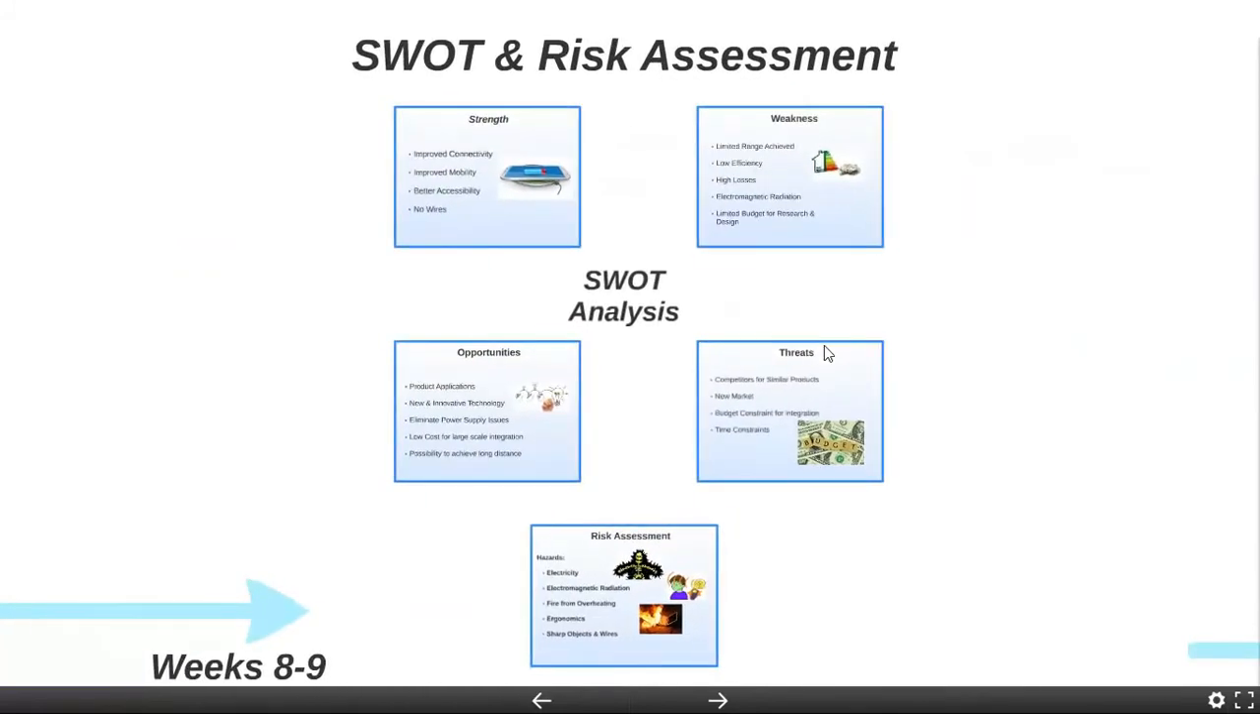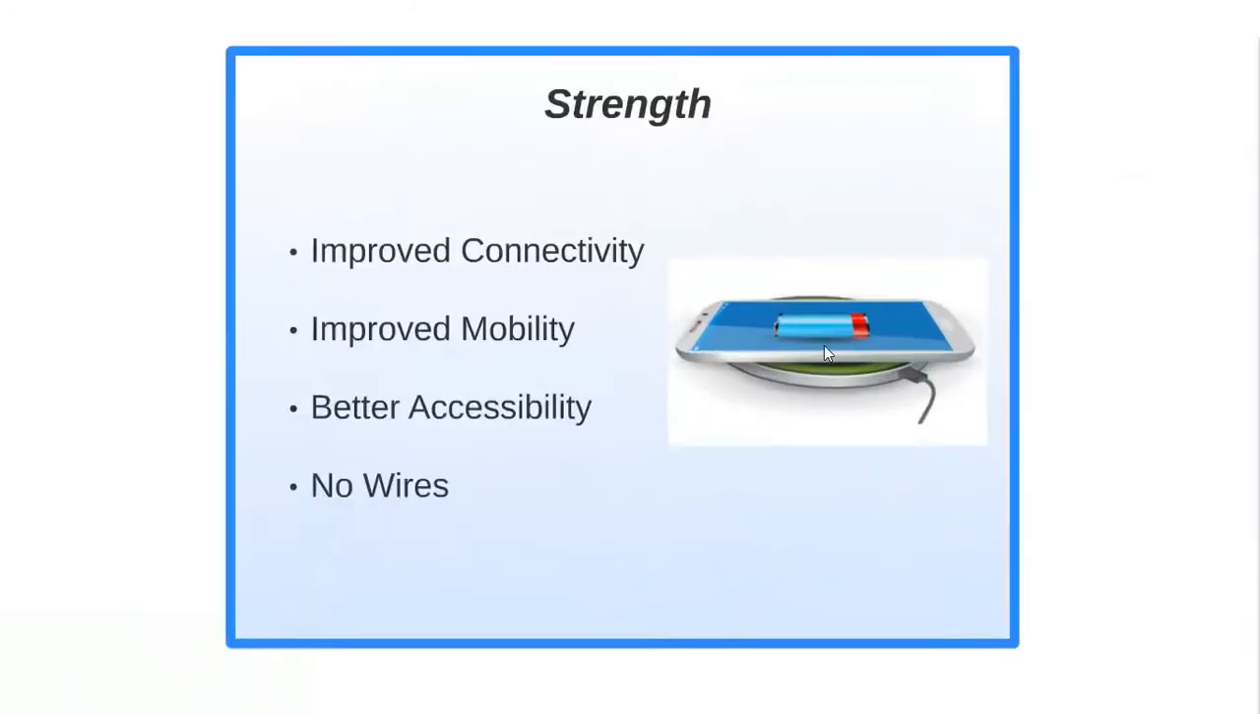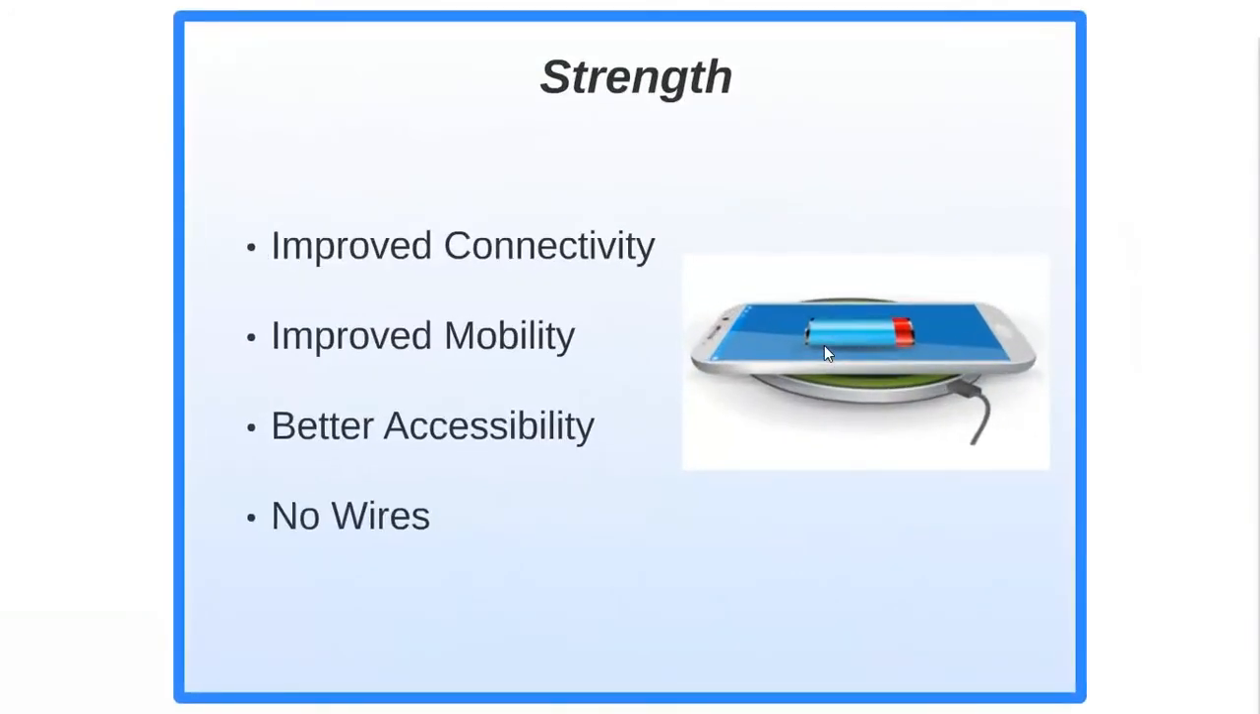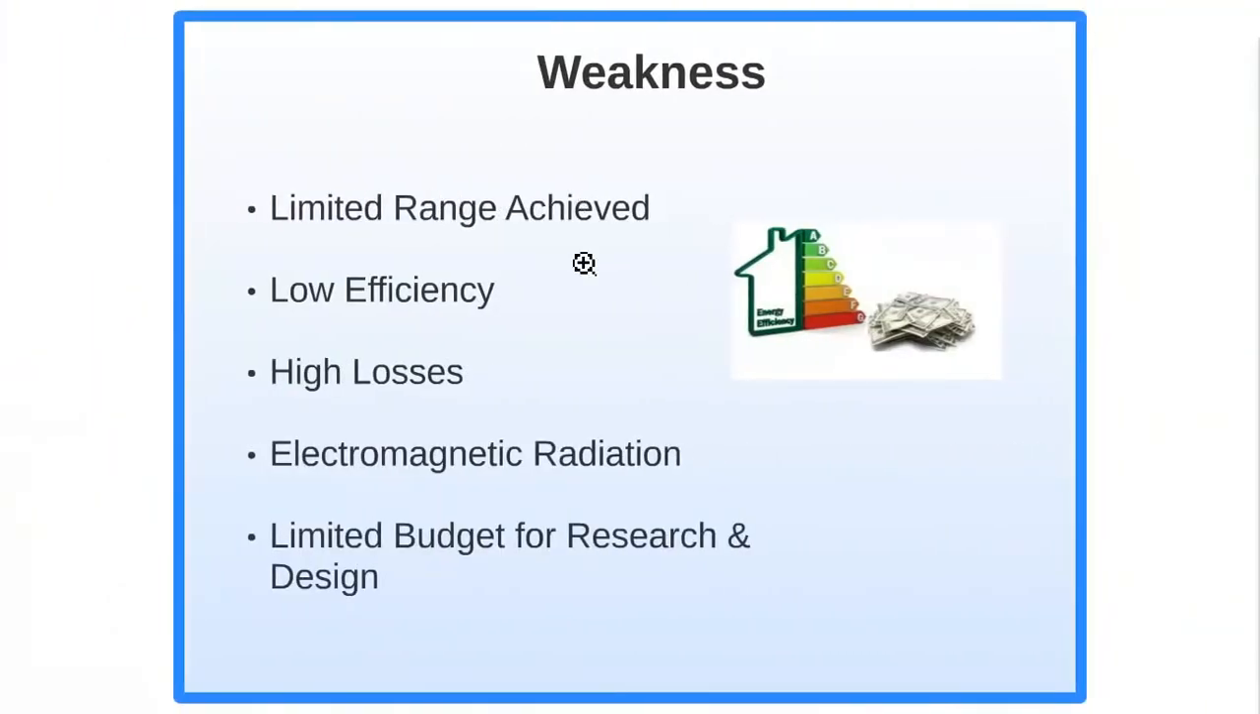And then from here we did the SWOT and risk assessment, to analyze the project further. One of the important things to note about strengths is the improved connectivity, where people can have access to their computer or mobile applications without having to have their cable with them. As for the weaknesses, important things to note here are the low efficiency and the high losses.